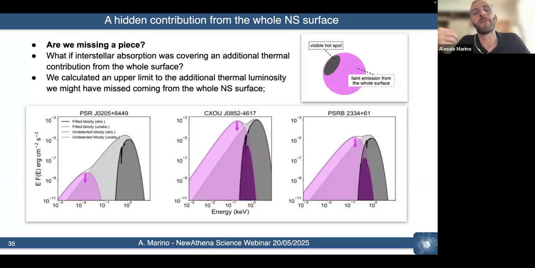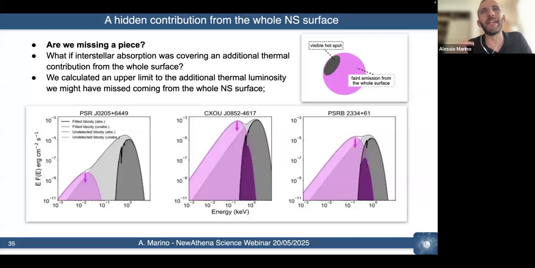and it might be responsible for hiding away this extra component from the whole neutron star surface. So in order to test this scenario, we have added in our fits an additional black body component of radius fixed to 11 kilometers. This is not important. It could be more, it could be slightly less. It doesn't really depend on the radius that we choose for our black body. But then we left the temperature free.